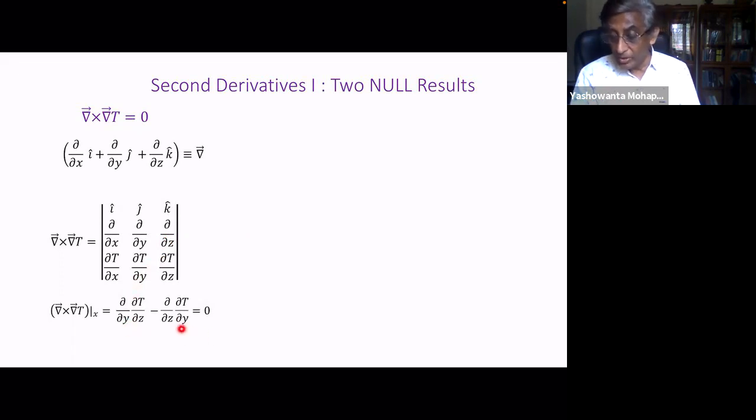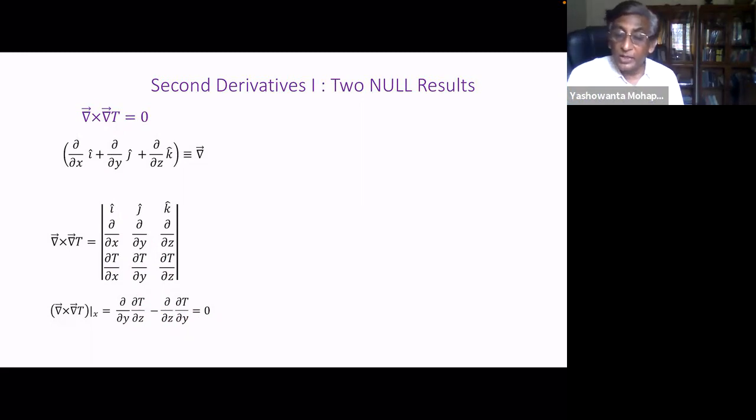So why is this zero? Because this is partial differentiation. Whether you partially differentiate first with z and then with y, or first with y and then with z, the order is not important, and hence these two are equal, and hence it is zero. I can show this for all the other components. So if I know the gradient, that is del T by del x, del T by del y and del T by del z, then its curl is always zero. All right, an important result.